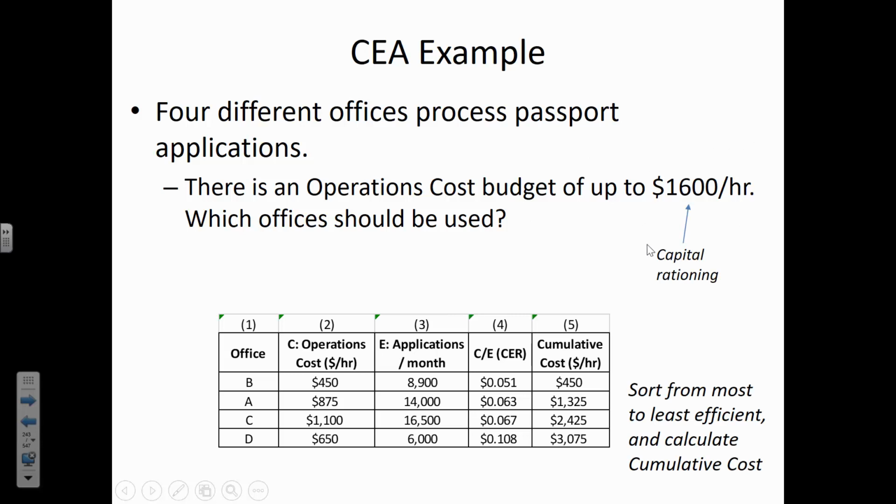Capital rationing is what we call it when there's a limit on the amount of funding that's available. And we do this analysis so that we can make sure that our funds are spent in the most efficient way. And the key to it is that after you calculate the ratio, you have the best at the top, worst at the bottom, and then you calculate this cumulative cost, which is, for example, 13,325 plus 1,100 is what gives you 2,425. And then 2,425 plus 650 is what gives you the cumulative cost in the cell below it.